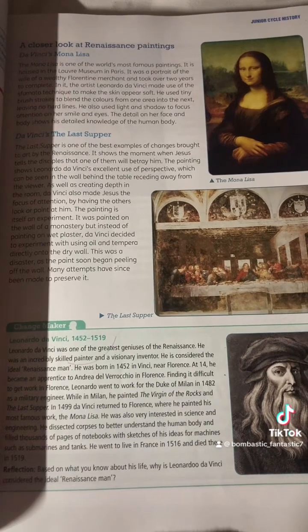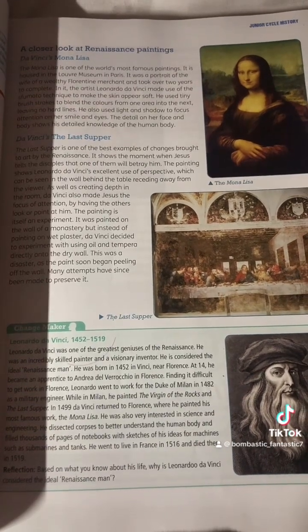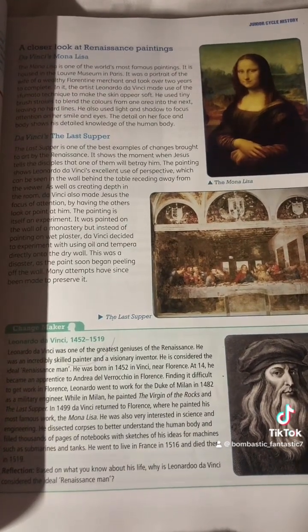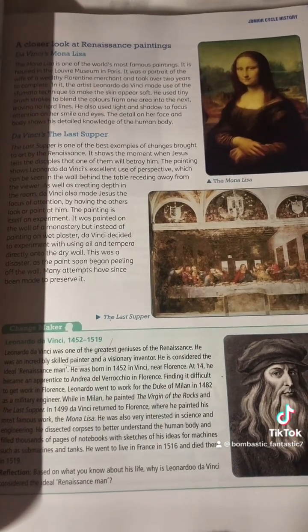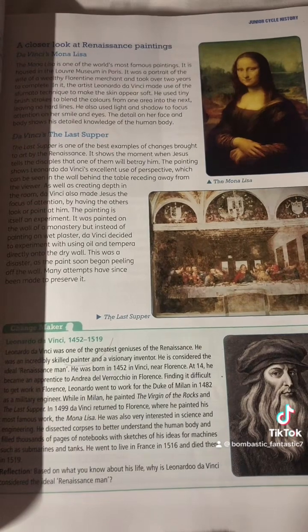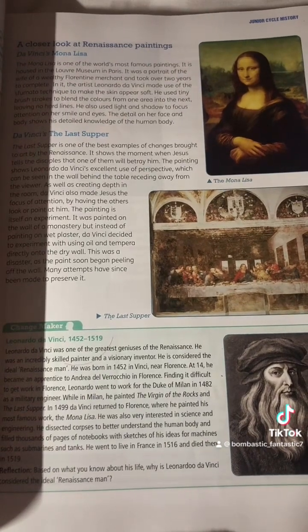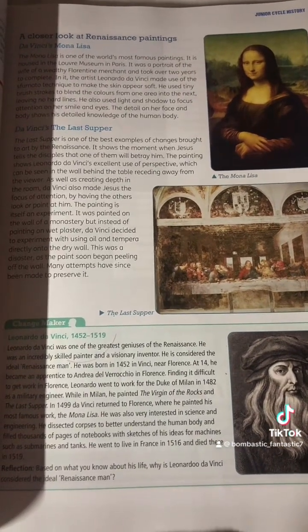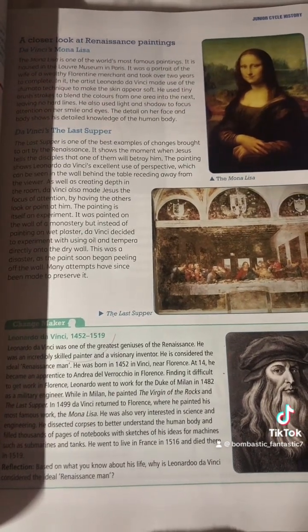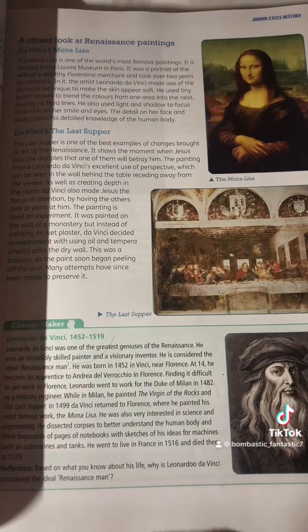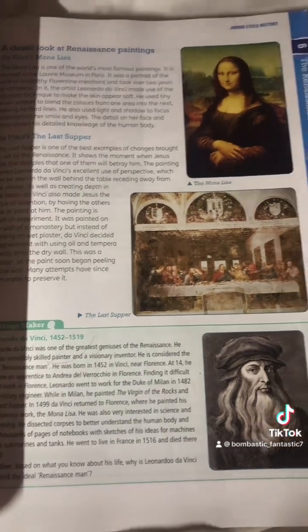The painting is itself an experiment. It was painted on the wall of a monastery, but instead of painting on wet plaster, Da Vinci decided to experiment with using oil and tempera directly onto the dry wall. This was a disaster, as the paint soon began peeling off the wall. Many attempts have since been made to preserve it. The Last Supper.